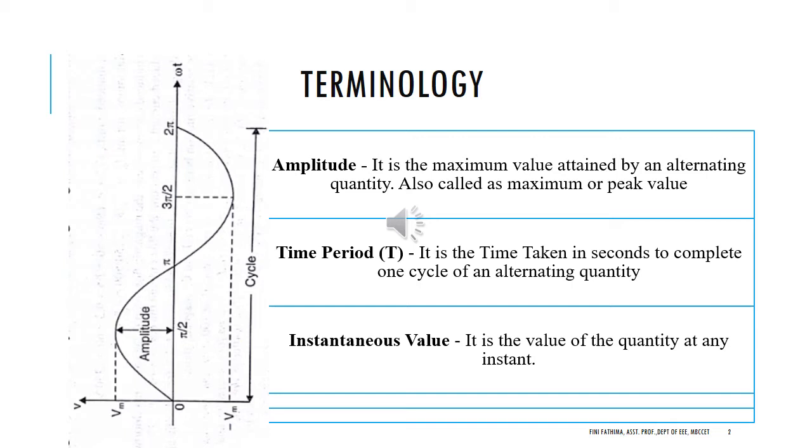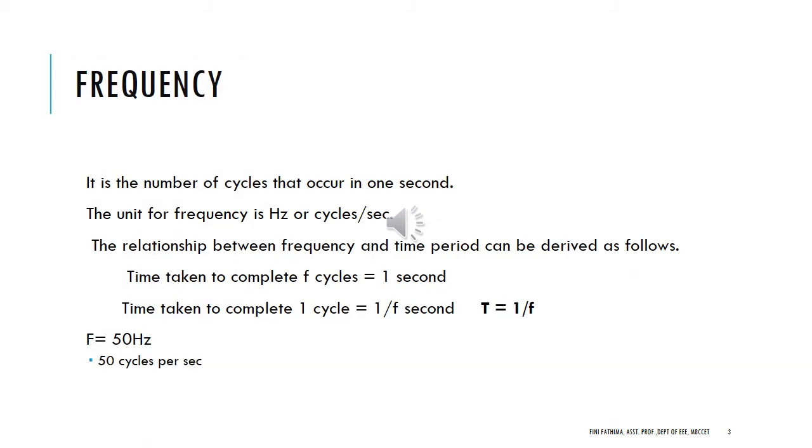One more is there, that is the instantaneous value. That is, it is the value of the quantity at any instant. Here it is v, and the instantaneous value is usually notated by a small letter. The next important term is the frequency. Frequency is the number of cycles per second, and it is usually denoted in terms of hertz or cycles per second.